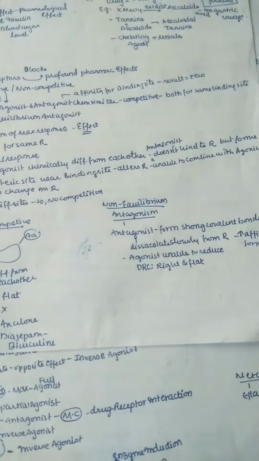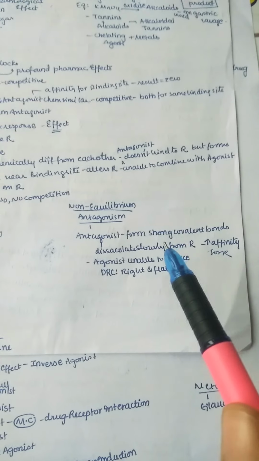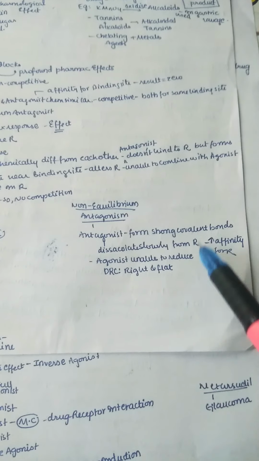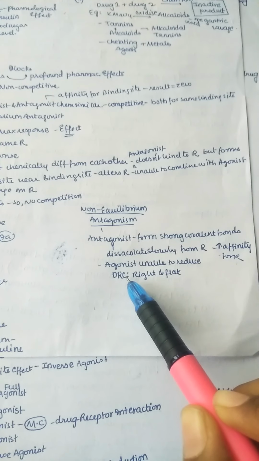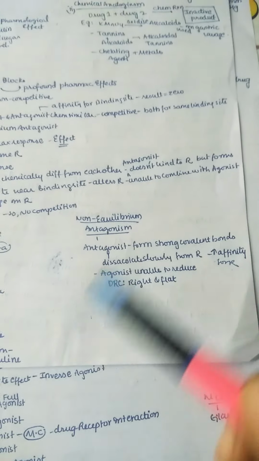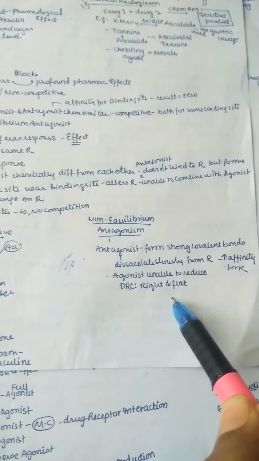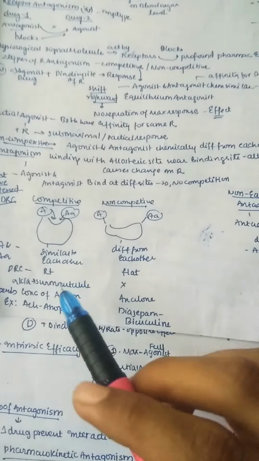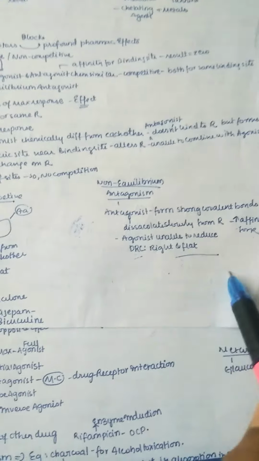And now let us see non-equilibrium antagonism. Here the antagonist forms strong covalent bonds and dissociates slowly from the receptor. So there is high affinity for the receptor, and the agonist is unable to produce its effect because it is not able to bind there, as the antagonist has occupied it. So here the DRC is both right-shifted and flat. It is like having both competitive and non-competitive types of DRC, because in the DRC, competitive is rightward and non-competitive is flat. So it has both right and flat.